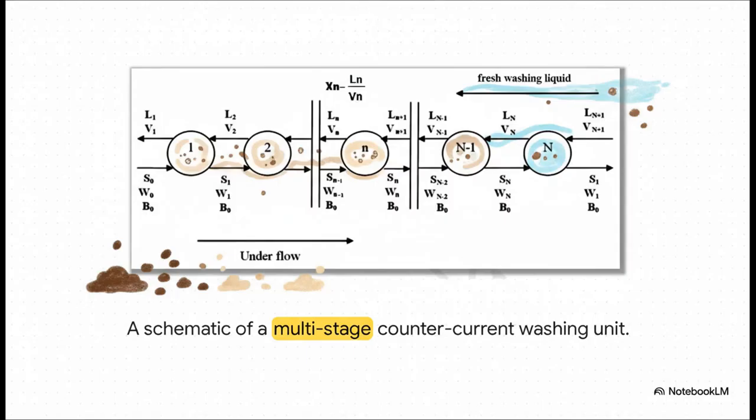Okay, so let's take a look at the machine that does the magic. This is a countercurrent unit. Now, see how the solids, we call that the underflow, are moving one way, and the washing liquid, the overflow, is moving in the exact opposite direction? That setup is absolutely brilliant. It means the dirtiest material gets hit with the dirtiest water, and the almost clean stuff gets a final rinse with the brand new fresh liquid. It's a super efficient way to clean.